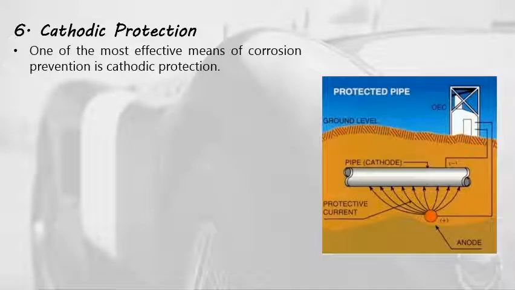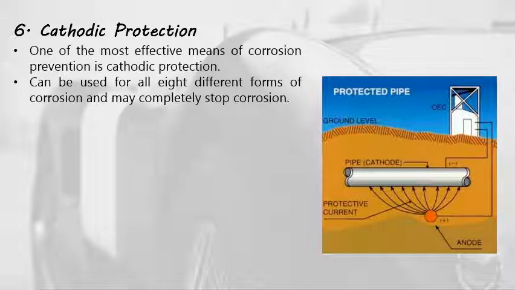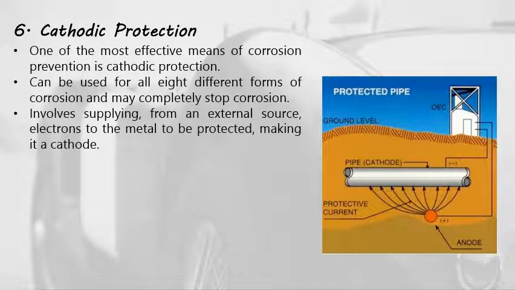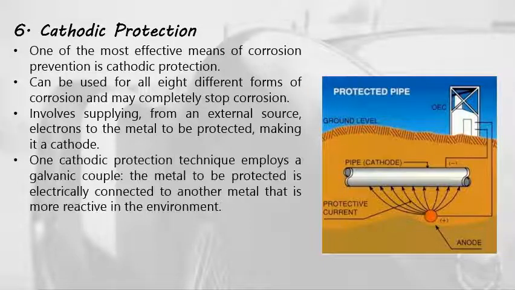One of the most effective means of corrosion prevention is cathodic protection. It can be useful in all eight different forms of corrosion discussed in the previous slide, and in some situations may completely stop corrosion. Cathodic protection simply involves supplying electrons from an external source to the metal to be protected, making it a cathode. This reaction is in the reverse direction of our oxidation, which is the reduction.